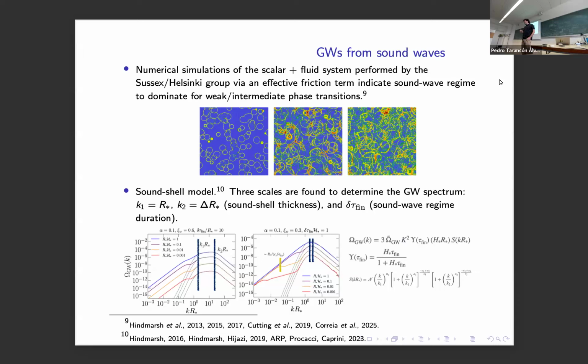So is it correct to say that the higher peak has to do with the correlation length in the plasma, and the one to the left is the correlation time? Exactly. Yeah. Exactly.